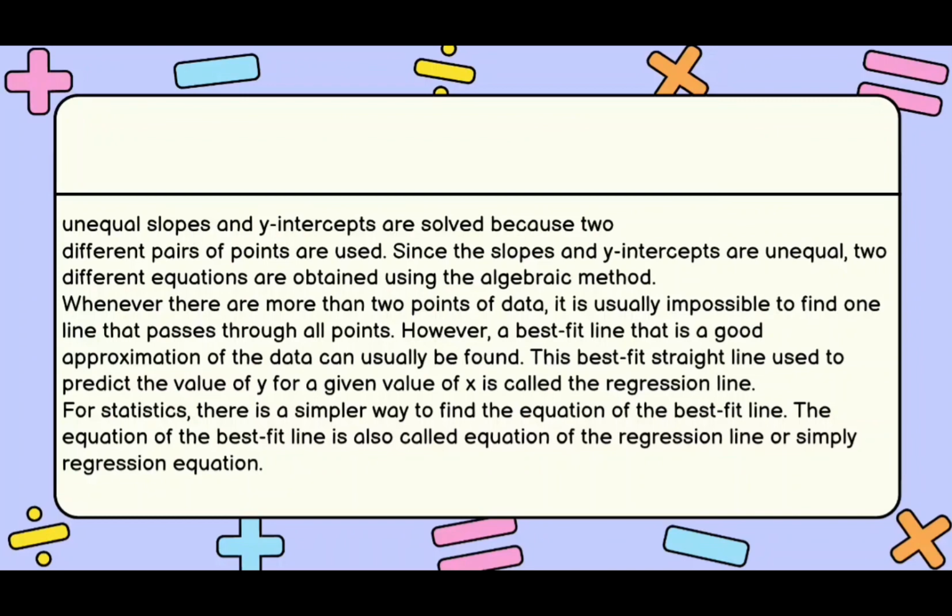This best fit straight line used to predict the value of y for a given value of x is called the regression line. For statistics, there is a simpler way to find the equation of the best fit line. The equation of the best fit line is also called the equation of the regression line, or simply the regression equation.